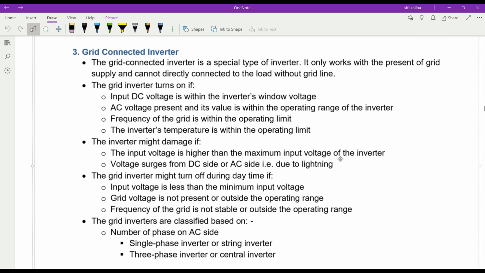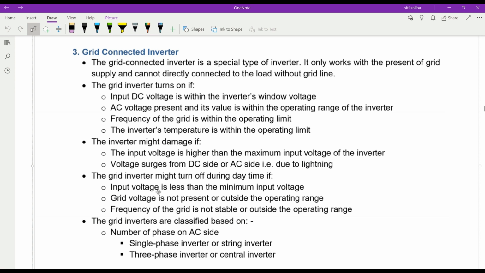As I said before, for the Huawei smart inverter, the maximum input voltage is 1100 volt. Okay. So if you design a system which is more than 1100, the inverter can be permanently damaged. Voltage surge from the DC side or AC side is, for example, due to lightning. Okay. The grid inverter might turn off during daytime, okay, because of rain or very bad weather.